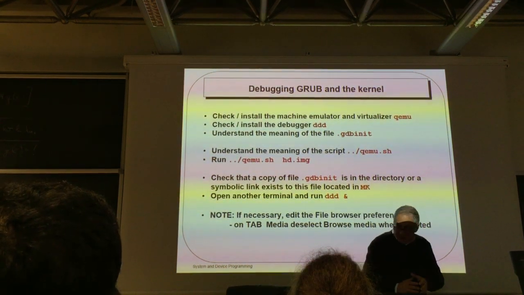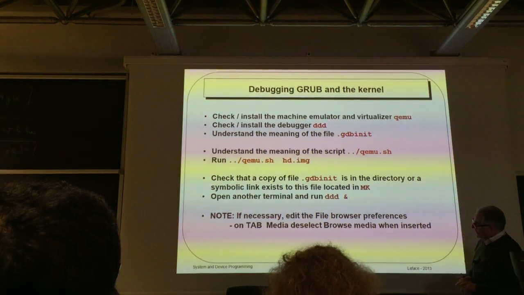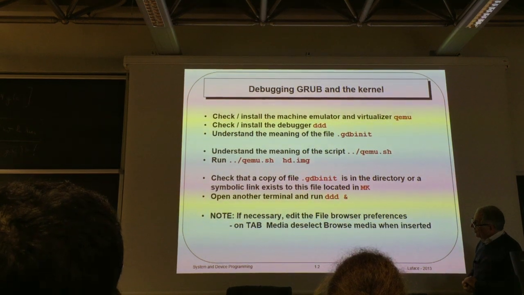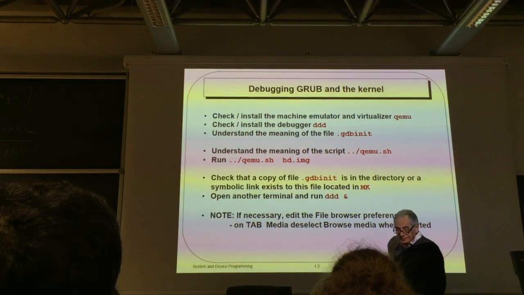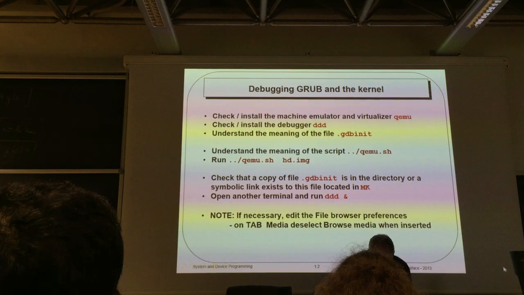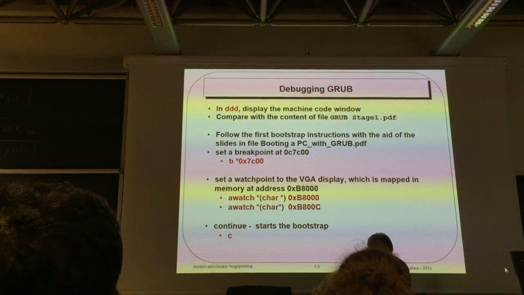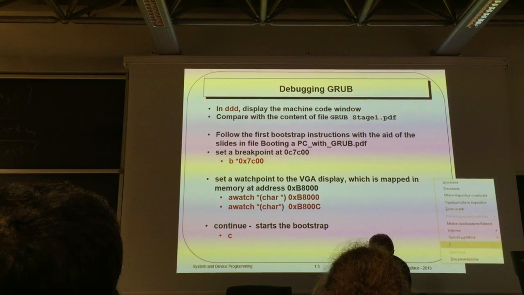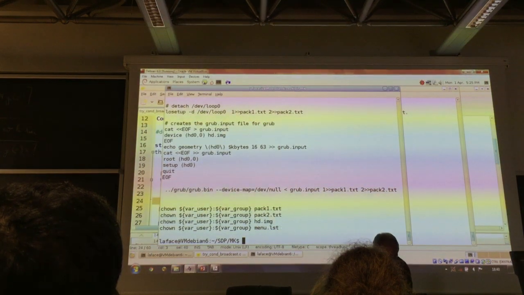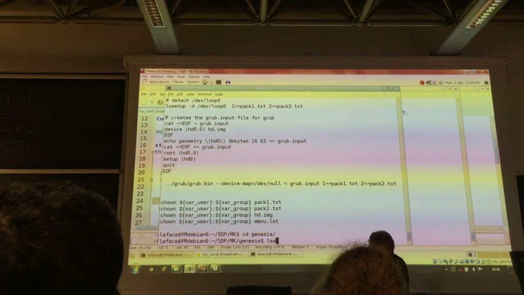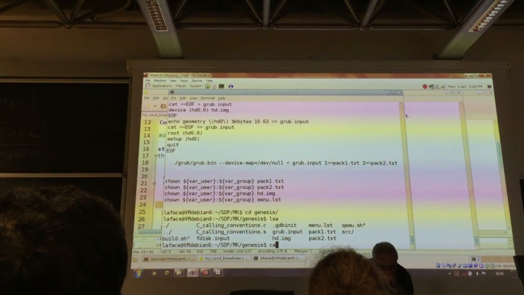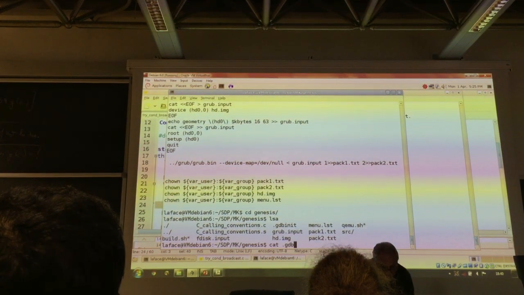Now it's time to run the emulator and the debugger. So, in the directory where you will install the virtual machine, you will have a .gdbinit in it.